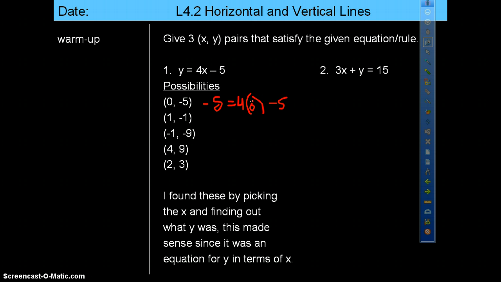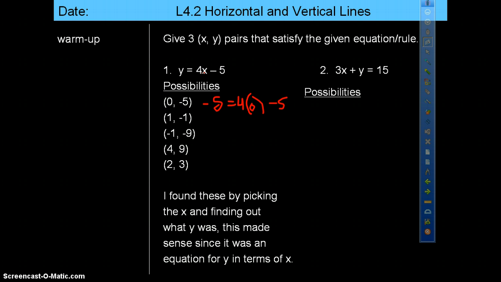Taking a look, the way that I ended up finding these values was by picking the x. I just decided what the x value was going to be, and I substituted it in to find out what y was. This made sense to me because the equation is written for y in terms of x. I know it's written for y because it says y equals in terms of x, meaning if I know x, I know y pretty quickly after that.